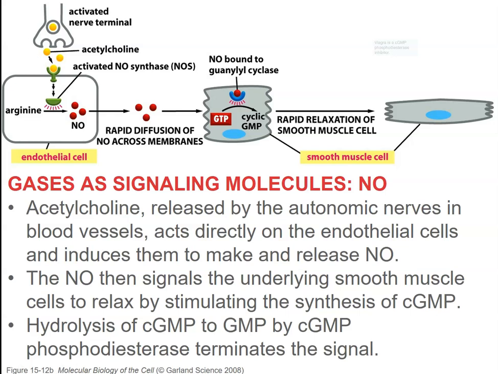So you might be interested to know that Viagra is a cyclic GMP phosphodiesterase inhibitor. And in fact, a lot of drugs are inhibitors of one kind or another for some of these signaling pathways. So again, you can see why people are interested in these pathways.